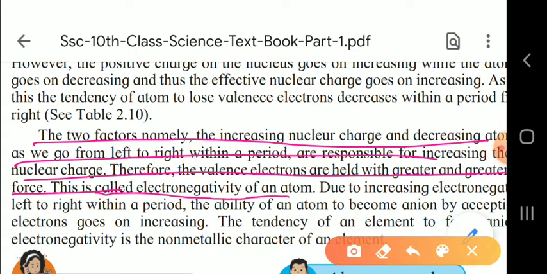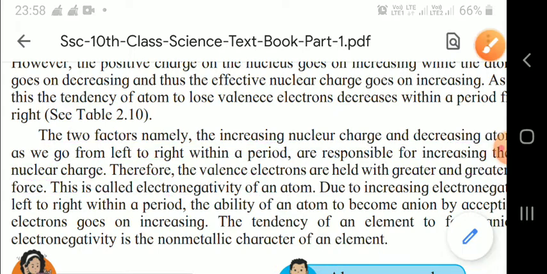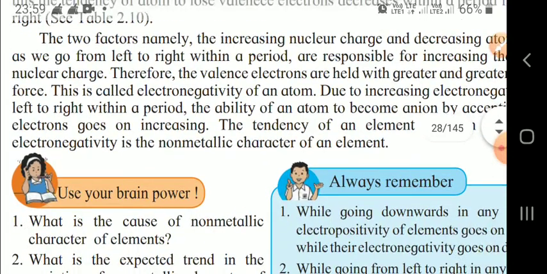And this is called the electronegativity of an atom. This is a very important point. Due to increasing electronegativity from left to right within a period, the ability of an atom to become an anion by accepting outside electrons goes on increasing. When the anion is formed, it is accepting the electron. So the tendency of an element to form an anion, or the electronegativity, is the non-metallic character of an element. So this is all about electropositivity and electronegativity, children.